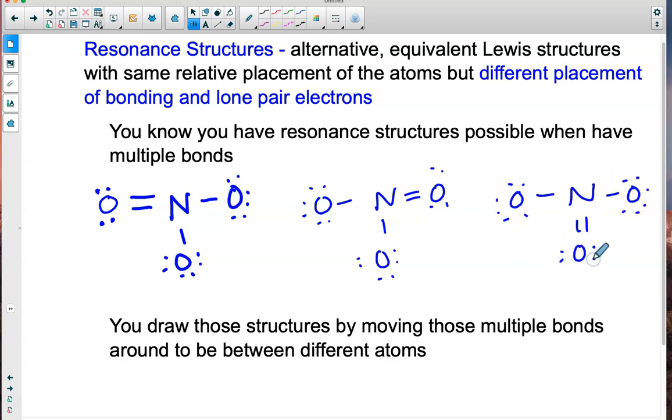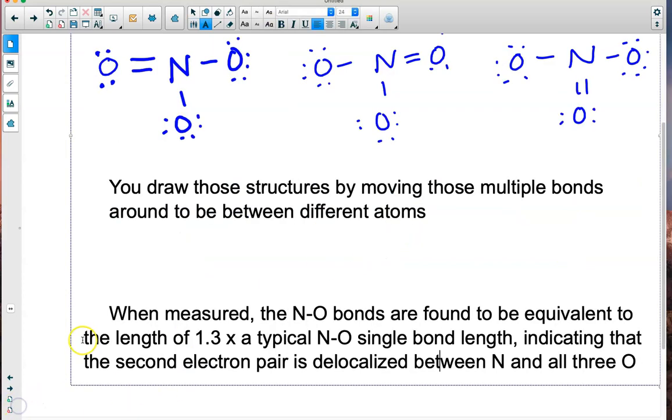But what they represent is that electron density doesn't have to be located between any two atoms. And in fact, the electron density is actually spread out across all three of those nitrogen-oxygen bonds. What that means is that when we measure the actual nitrogen-oxygen bonds in this molecule, they're found to be equivalent to the length of 1.3 times a typical nitrogen-oxygen single bond. That tells us that that second electron pair is delocalized throughout the molecule. And the way we draw that is like this.